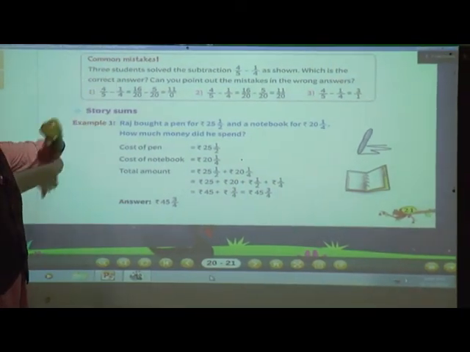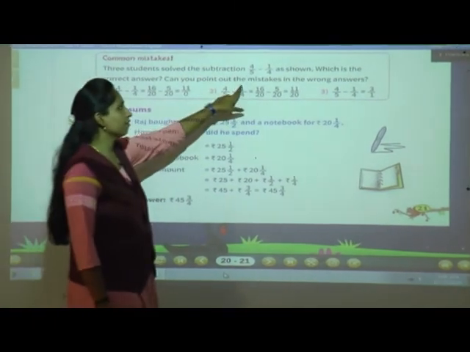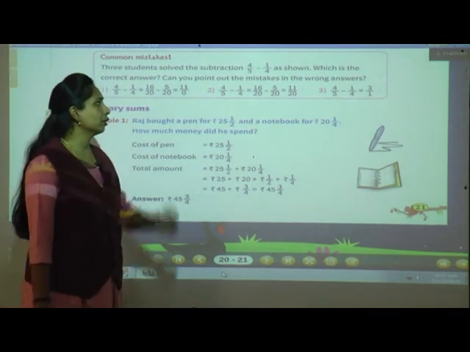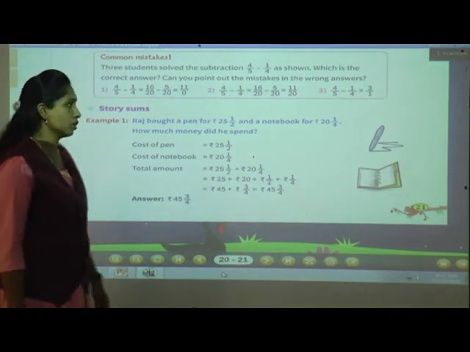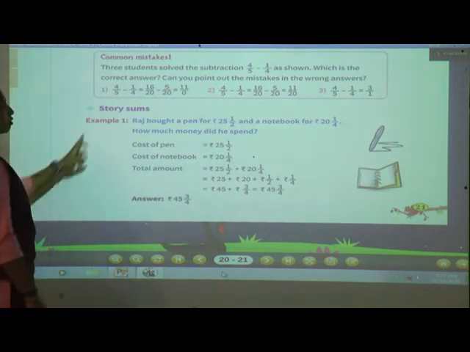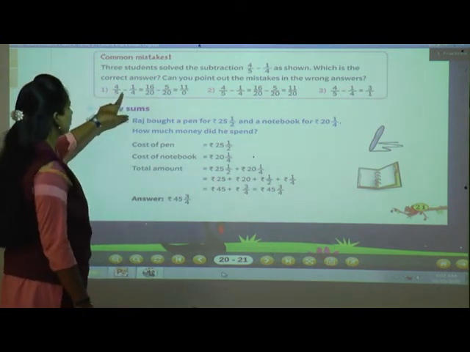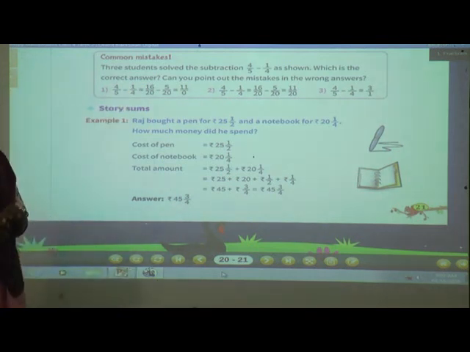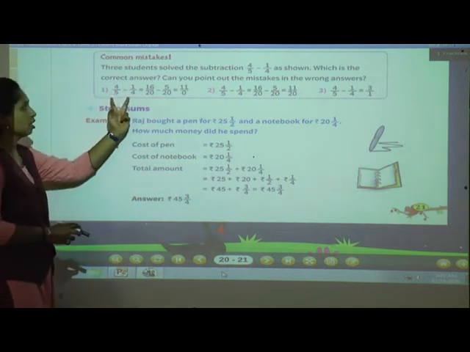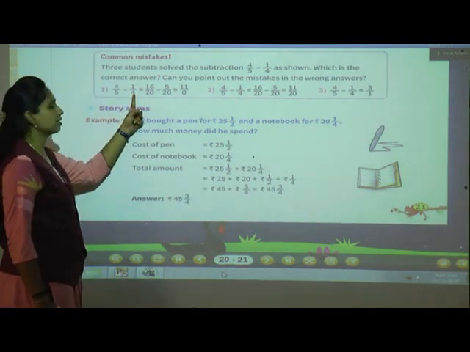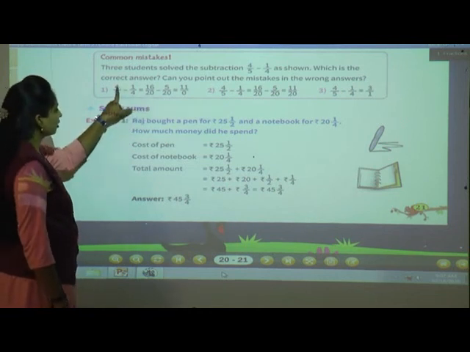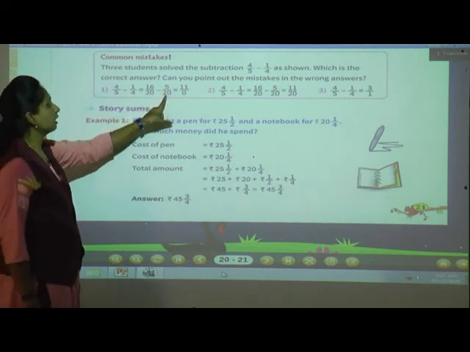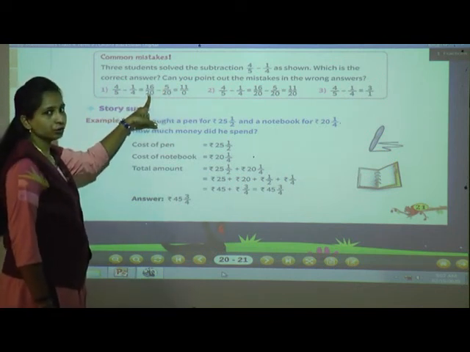Three students solved the subtraction 4 upon 5 minus 1 upon 4, as shown. Which is the correct answer? Can you point out the mistakes in the wrong answer? Let's see the first example. The first student solved 4 upon 5 minus 1 upon 4. The denominators are not the same, so we have to find the LCM of the denominators. What is the shortcut? 5 4s are 20. Correct. Then cross multiplication: 4 4s are 16 and 1 5s are 5. Correct. The denominators are the same.